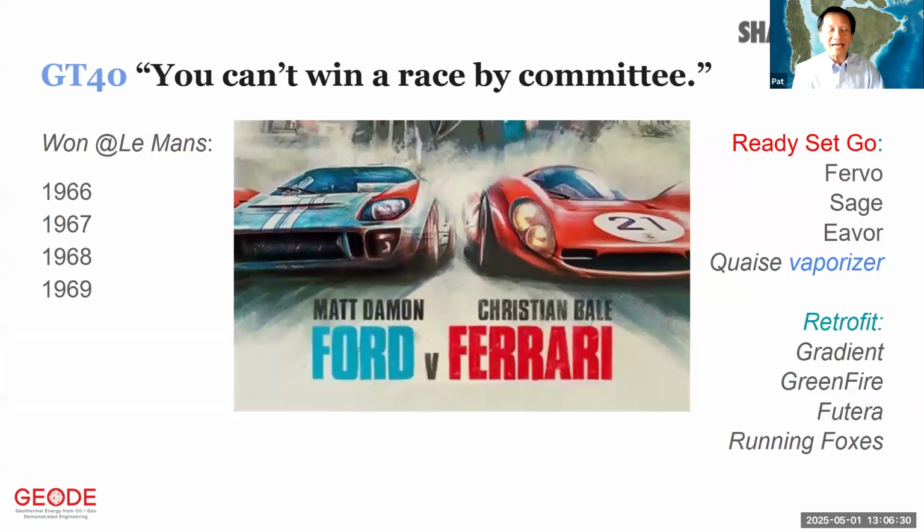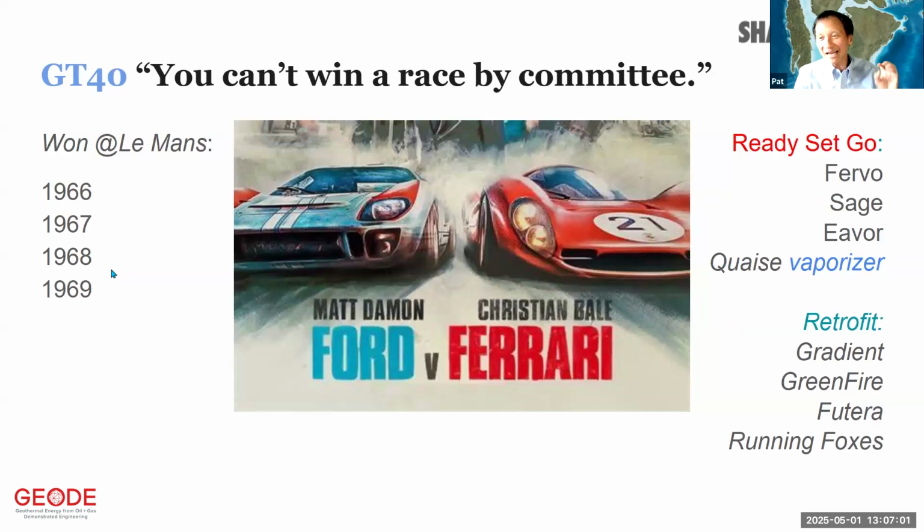All right. Now let's think about how we accelerate the whole development of geothermal resources. It's interesting, Ford GT40, they were never in Le Mans, and Ferrari was the champion. But then a fellow came in, Shelby, and they said, hey, you can't win a race by committee. So they let him go off and build this supercar. And in fact, it won 4 in a row. It's 24 hours, both speed and endurance.